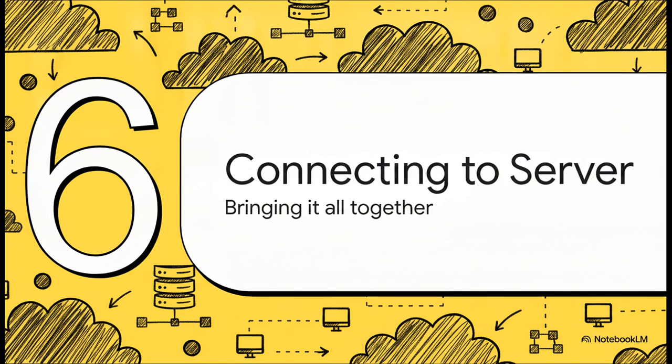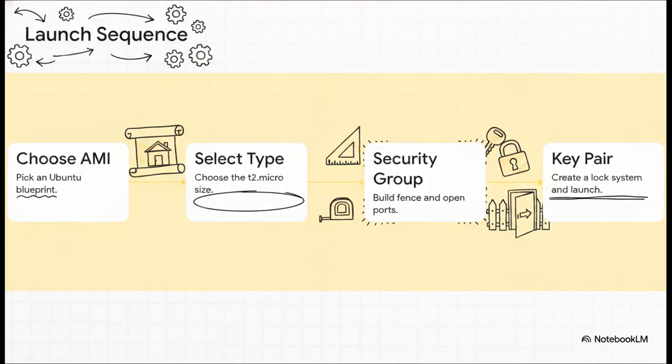Let's wrap this up in Section 6, connecting to your server, bringing the journey together. If we just quickly summarize the launch sequence, it's exactly like building a digital house. Step 1, you pick the blueprint, like your Ubuntu AMI. Step 2, you select the size of the house, like a T2.micro instance. Step 3, you build the fence and open the doors by setting up your security group. And Step 4, you forge the key pair lock system and just click Launch.